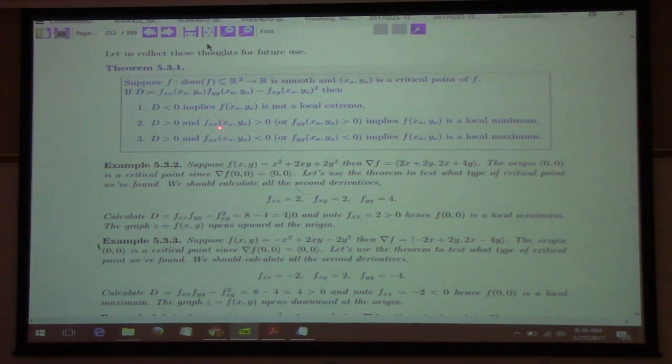Actually, if the sum f_xx plus f_yy is positive, that's also a good condition. There are a lot of different conditions you could tack on to D greater than 0, but the standard one to give is that the second derivative with respect to x is positive. That implies a local minimum. If D is positive and the second derivative is negative, that implies a local maximum. All right.